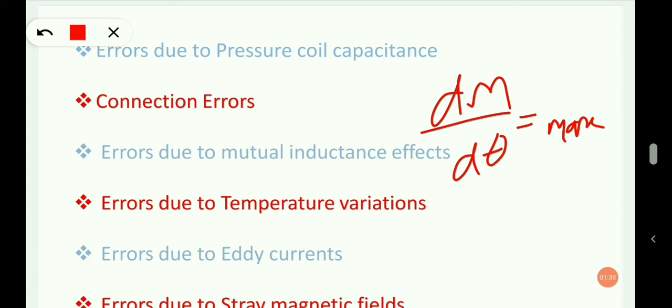Now next is errors due to temperature variations. Variations in room temperature have a great impact on the stiffness of springs and the resistance of the pressure coil. This causes the meter to read erroneously. However, since these effects are opposite in nature, by using a resistance alloy with negligible resistance temperature coefficient as well as copper to construct the pressure coil circuit, these effects can be neutralized.